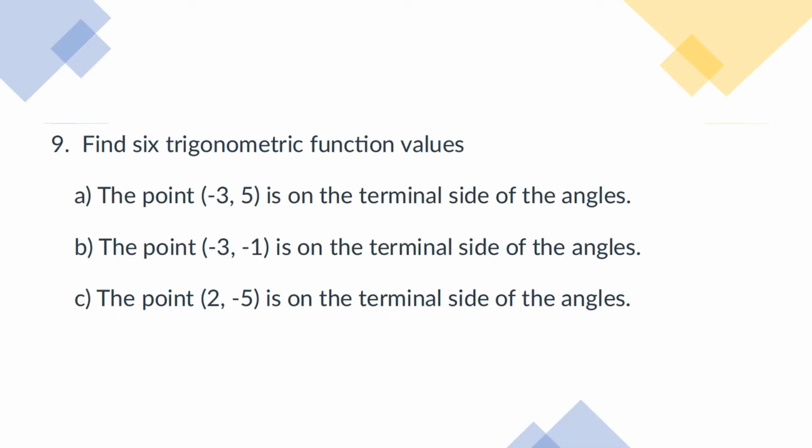In this problem it says to find the 6 trigonometric ratios. The point is given, asking what are the ratios. So we're going to draw in each quadrant. The first one, in the first part, the point is at -3, 5. If you draw it, you're going to get, this is the second quadrant, so that's the angle.